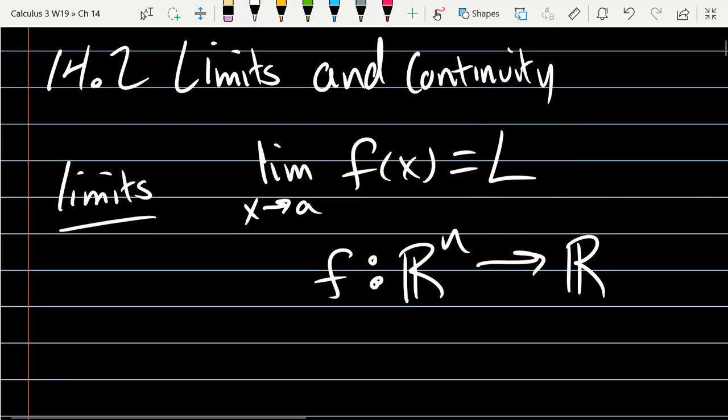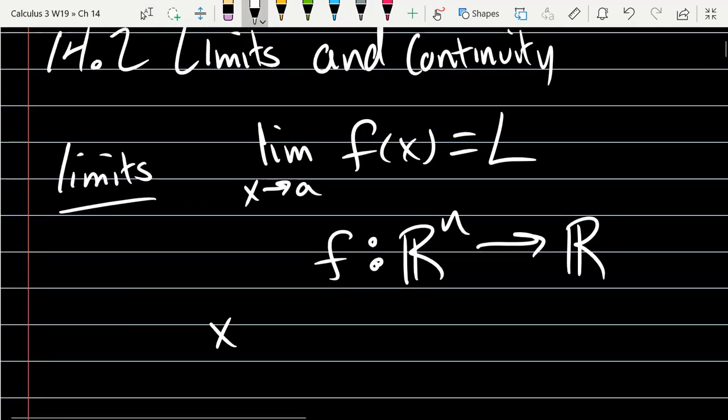What type of thing is x and also a? They're going to be n-dimensional vectors or points, however you want to think about them. Back when we looked at vector valued functions, the input was a number and the output was a vector. Here it's the inverse: the input is a vector, the output is a number. This is exactly how the notation looks, but now we're going to be a little more careful about what x is.